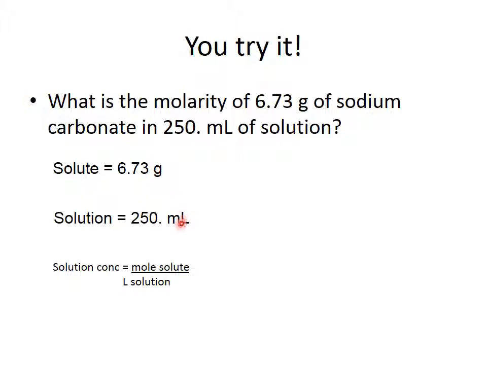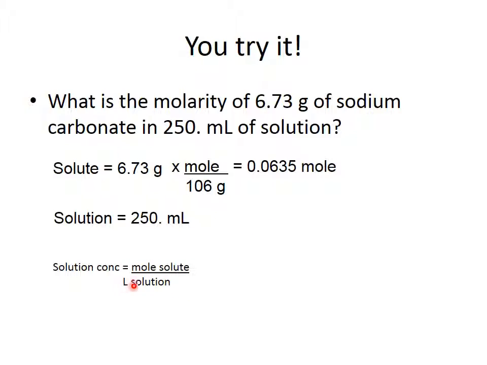I'm not given moles in either of these, but if you remember back to the chapter before, when given grams, we can figure out moles using the molar mass. So if I look at sodium carbonate, which is Na2CO3, I can calculate the number of grams per mole. And then I can use that to figure out how many moles I have. Then this will give me this number here.